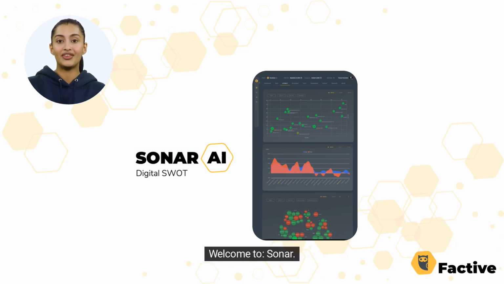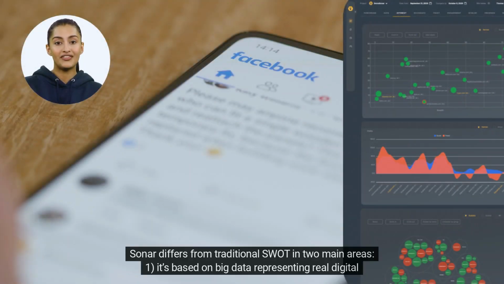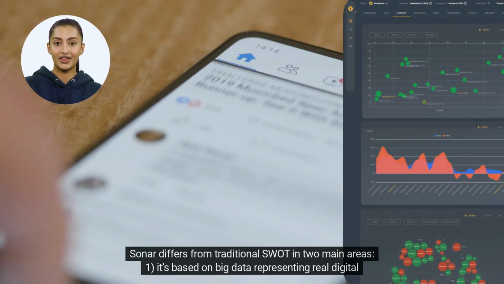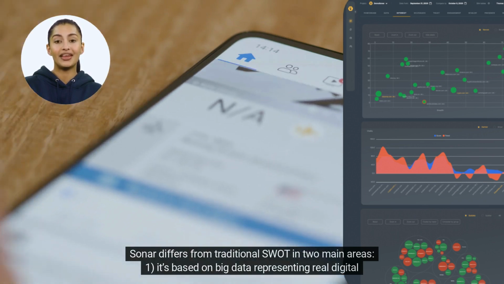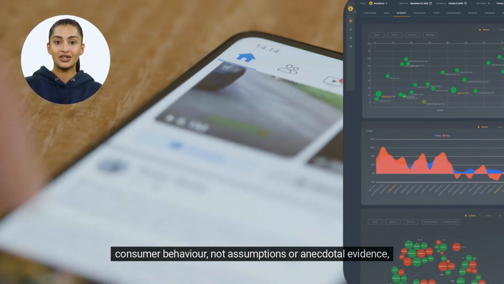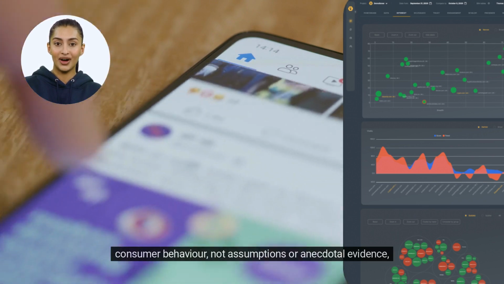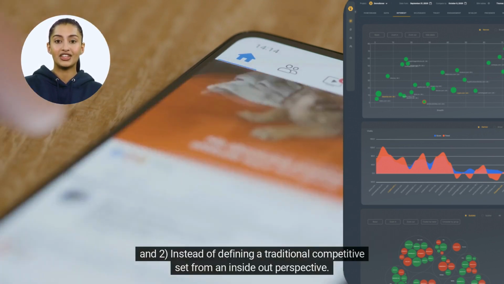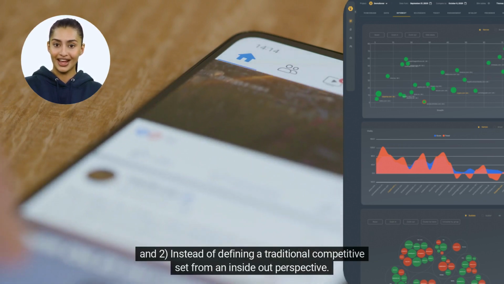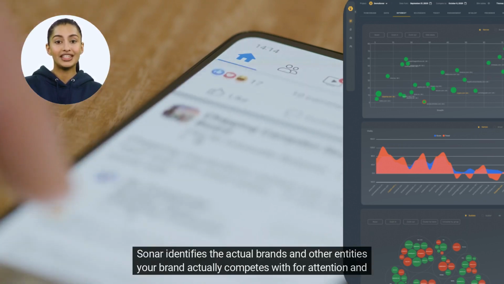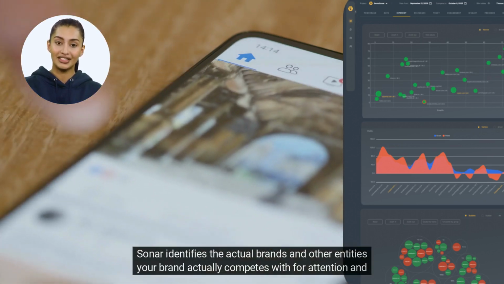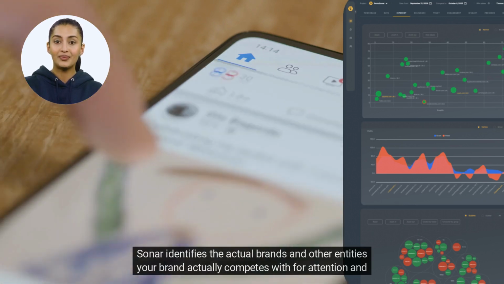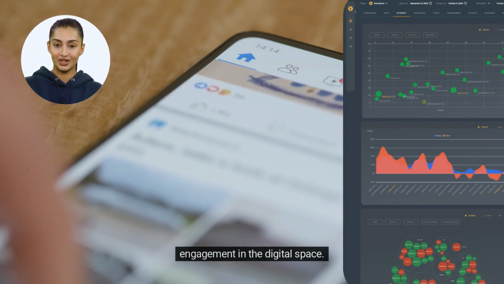Welcome to SONAR. SONAR is your digital SWOT. SONAR differs from traditional SWOT in two main areas. One, it's based on big data representing real digital consumer behavior, not assumptions or anecdotal evidence. And two, instead of defining a traditional competitive set from an inside-out perspective, SONAR identifies the actual brands and other entities your brand actually competes with for attention and engagement in the digital space.